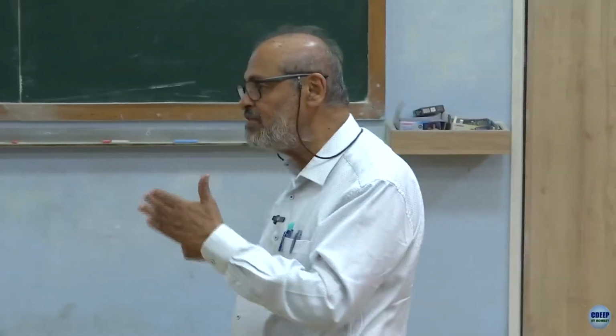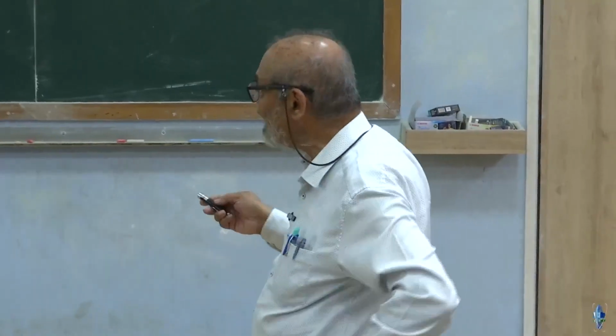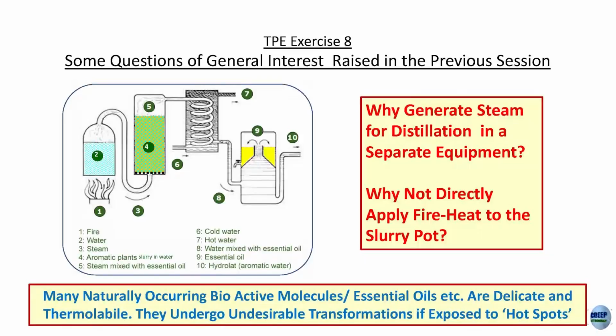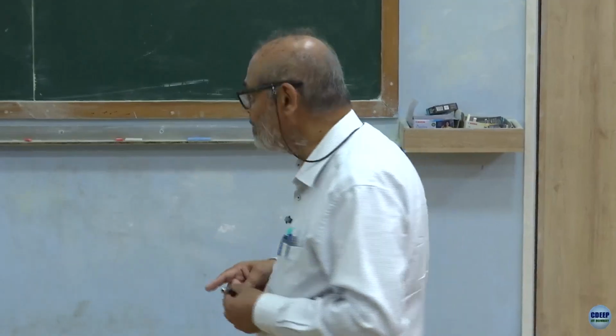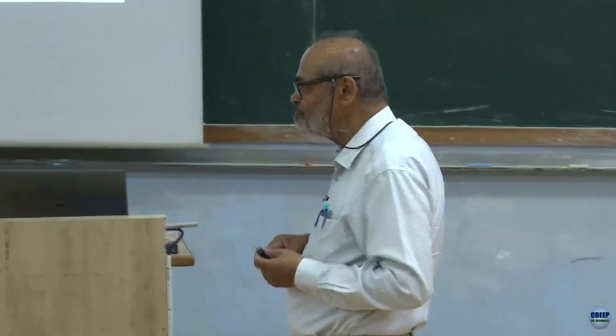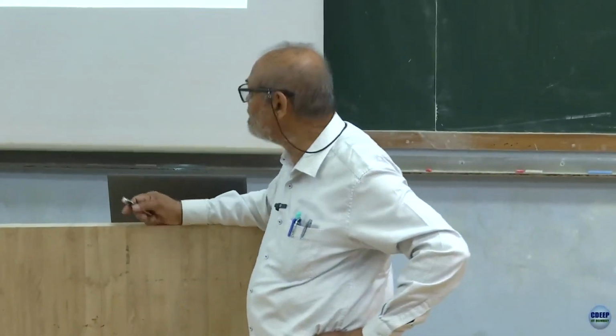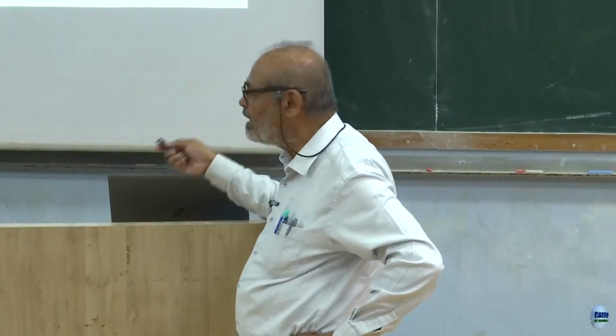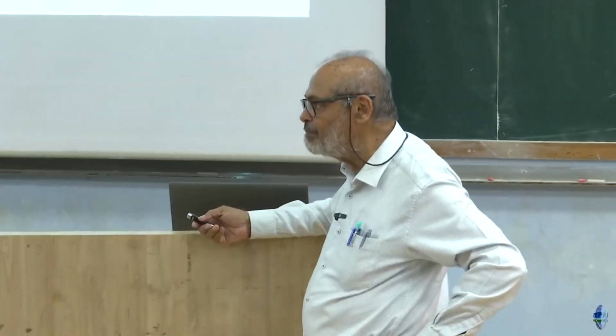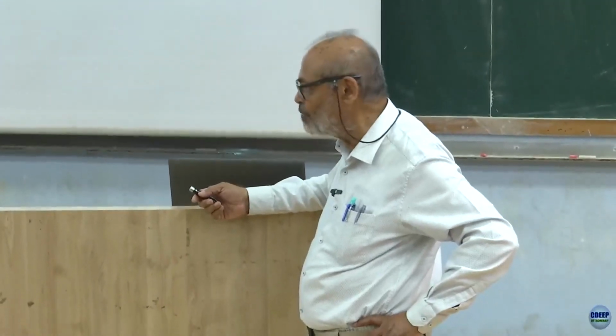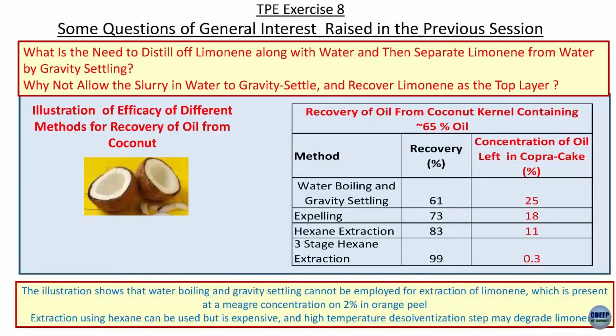So D-limonene is thermolabile, and therefore direct heat is something that you cannot really afford for removing D-limonene. There was another question which came up. Huh? Steam jacket can be used. Yes, steam jacket can be used for this, and because you can control the temperature to around 100 degrees centigrade, no problem.